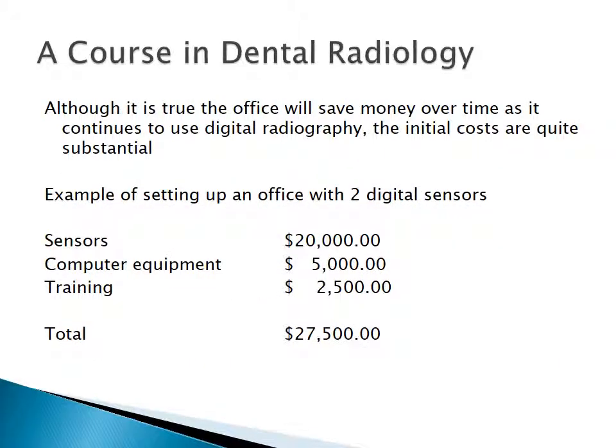So the biggest factor when it comes to digital radiology is cost. Over time, yes, the doctor is going to save money with digital radiology. However, the upfront costs are quite high. These numbers are slightly off now, but in this equation, they're saying to buy 2 digital sensors is going to be roughly $20,000. The computer equipment is roughly $5,000. And then the training for the operators is going to be $2,500, for a total of $27,500.